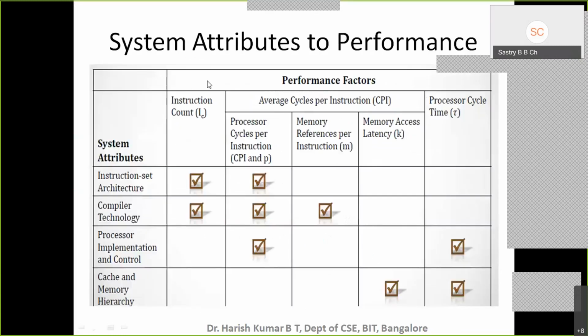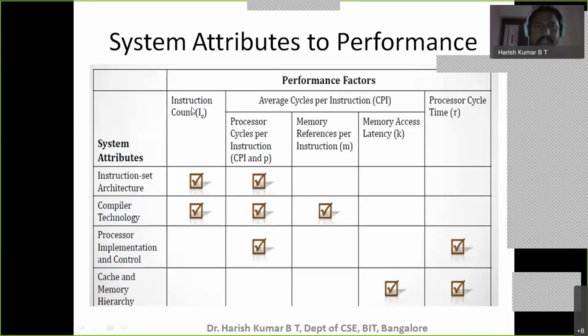Okay. Now this table, yes, all of you mute. Let me explain this one table and stop for today. System attributes to performance. Observe. Now I see you understood.